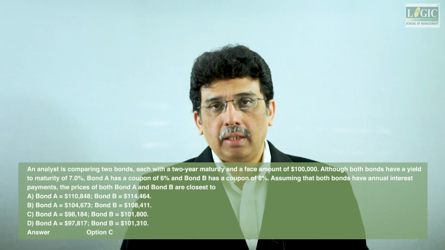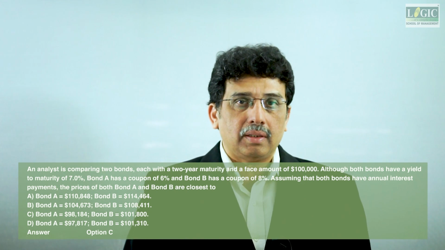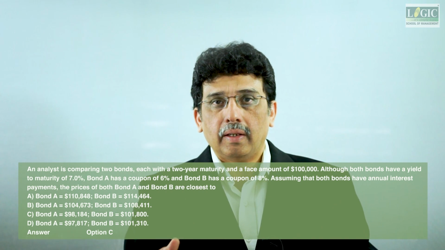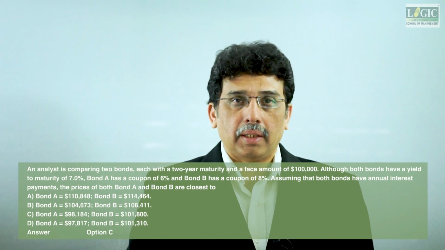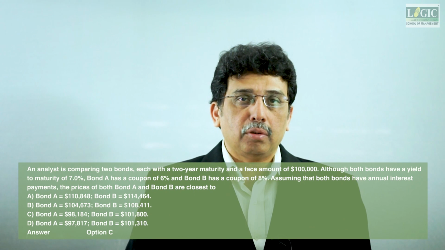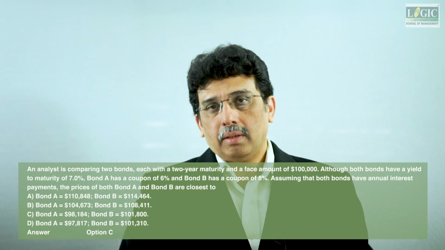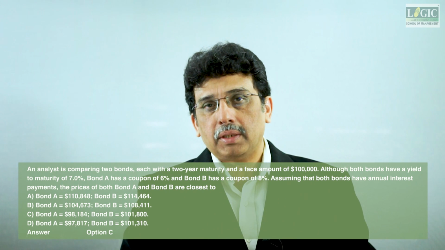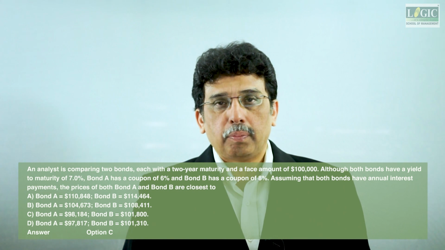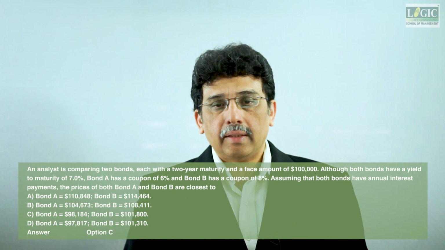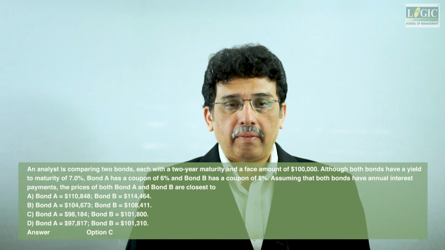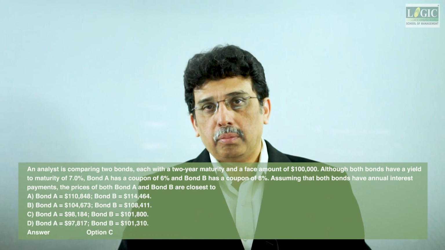If they have a yield to maturity of 7%, that should be considered the market rate, because ultimately all bonds yield a rate which is equal to the market, right? I will come to a detailed explanation about yield to maturity at a later point of time, but at the moment just consider that yield to maturity is nothing but the market rate of interest. So bond A has a coupon of 6% and bond B has a coupon of 8%. Assuming that both bonds have annual interest payments, we need to value both the bonds.